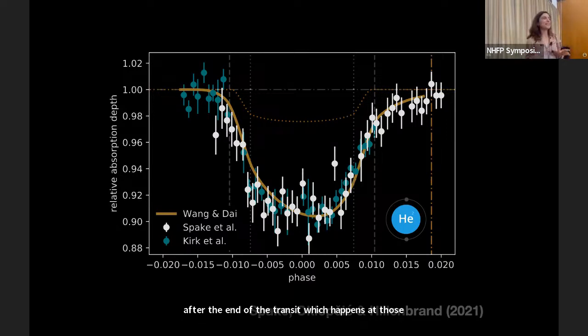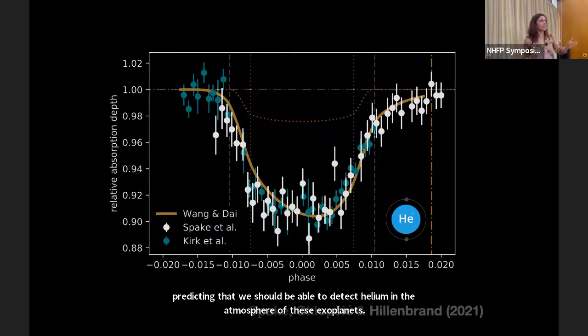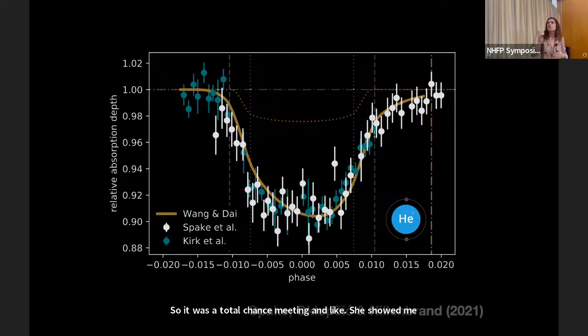I'm really happy to be here in Boston, because between the discovery and the publication of the paper, I came to the CfA and accidentally met Antonija Oklopčić, and she is a theorist who was predicting that we should be able to detect helium in the atmospheres of these exoplanets. It was a total chance meeting, and she showed me her theory, and she had these predictions that we should be looking for helium in the escaping atmospheres of exoplanets. And I had the observations, and I was like, oh, we found it. And we had this amazing moment where both of our heads exploded, and now we're good friends and we collaborate a lot.